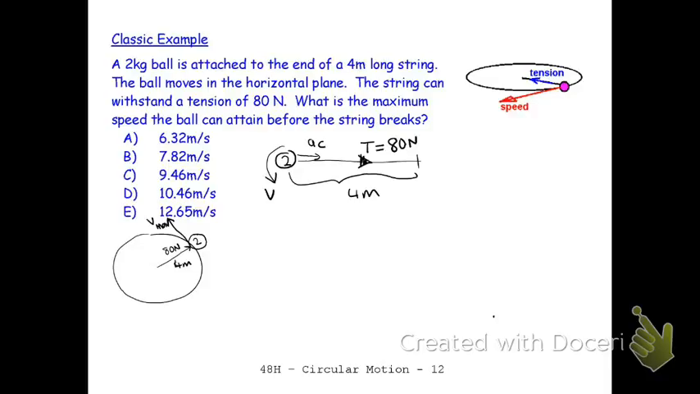So I say the sum of the forces, we need a direction, let's do horizontal, is equal to MA. And I know my A is centripetal acceleration, so this is MAC, just to be clear. And this is MV squared over R.